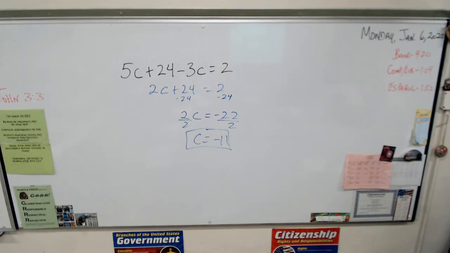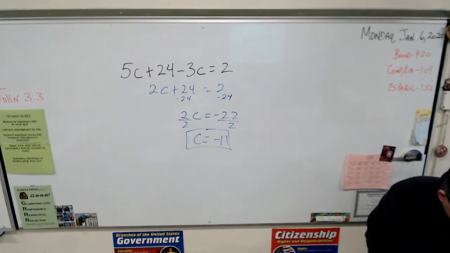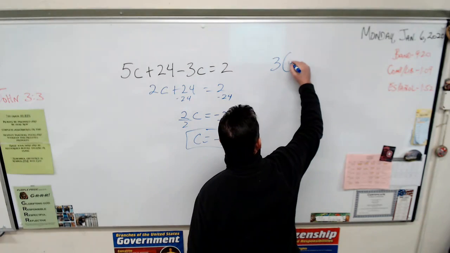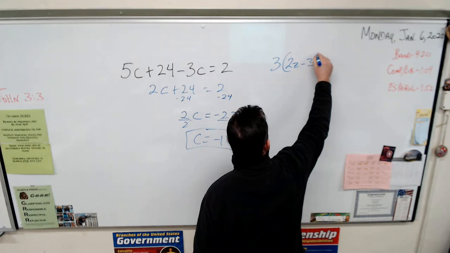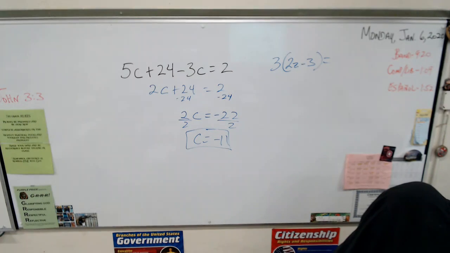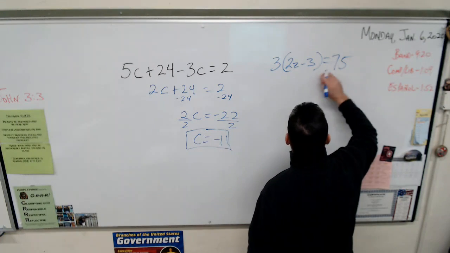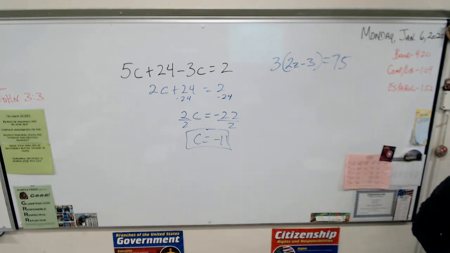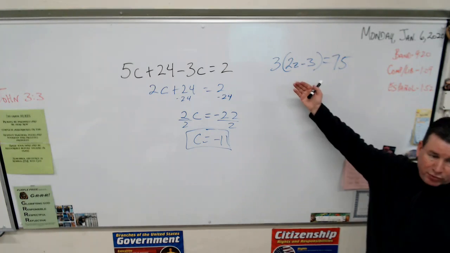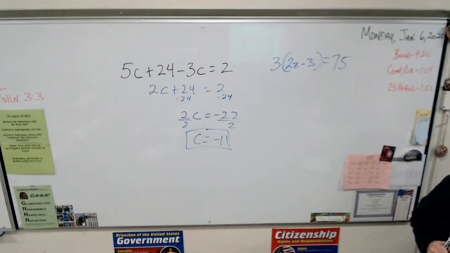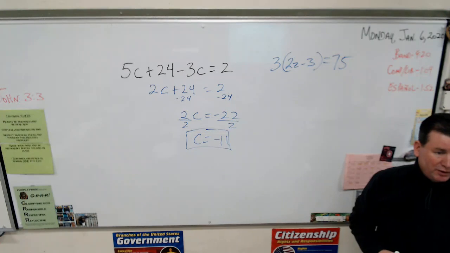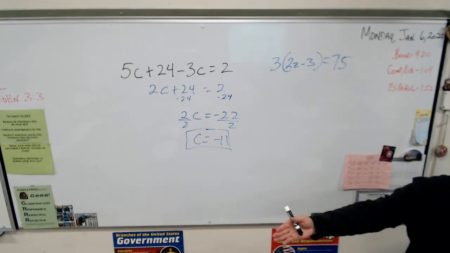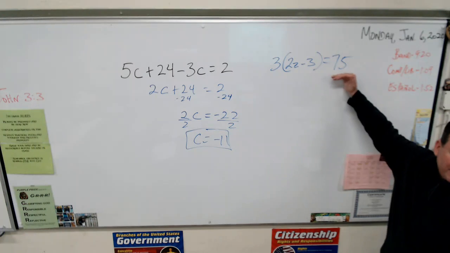Number 48, I'm sorry, 42. I'm sorry, 43. Okay, I'll do 43 next to it. 3 times 2z minus 3. What's the D word I'm looking for? What am I going to do with this 3? I'm going to multiply, but what's the D word I'm looking for? I'm going to distribute the 3 to everything inside the parentheses.